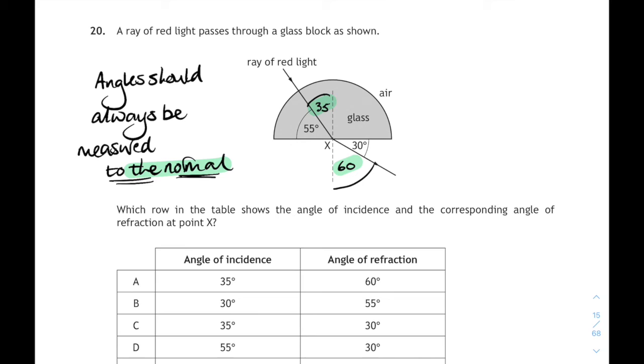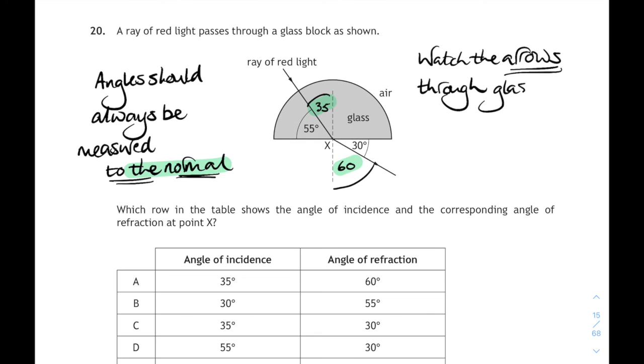Now, what are we asked? Which row in the table shows the angle of incidence and the corresponding angle of refraction? Well, watch the direction of the arrow showing the ray of light's direction here. The arrow is showing us that it's travelling through the glass first and then into the air. So the angle of incidence will be the angle in the glass, and the angle of refraction will be the angle when it comes back out into the air again.